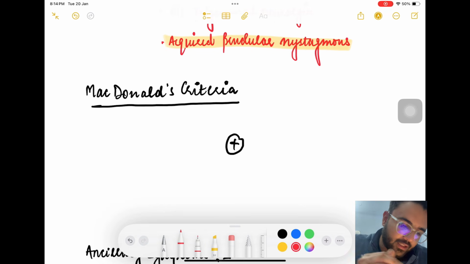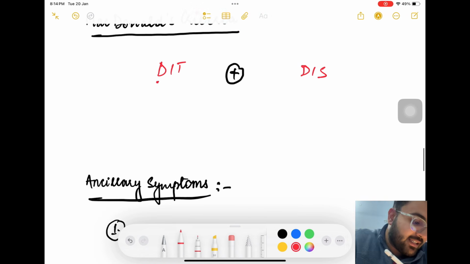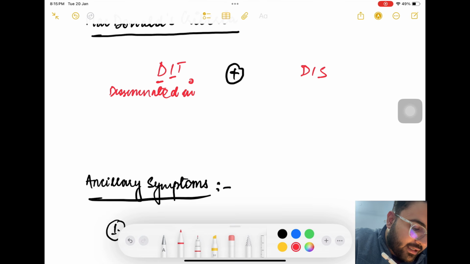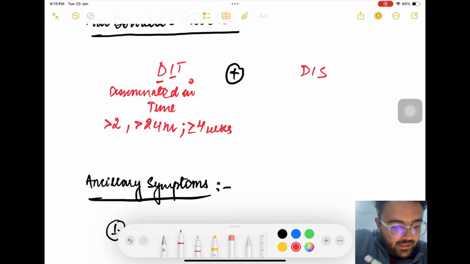Important is the McDonald criteria. It should be DIT plus DIS. What is DIT plus DIS? Disseminated in time. That is, the symptoms must be disseminated in time. Therefore, there should be at least 2 symptoms, staying for more than 24 hours, with a gap between the 2 symptoms of at least 4 weeks.